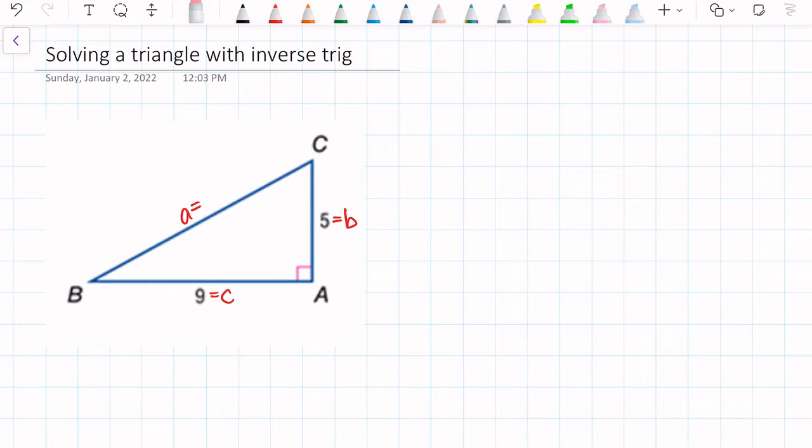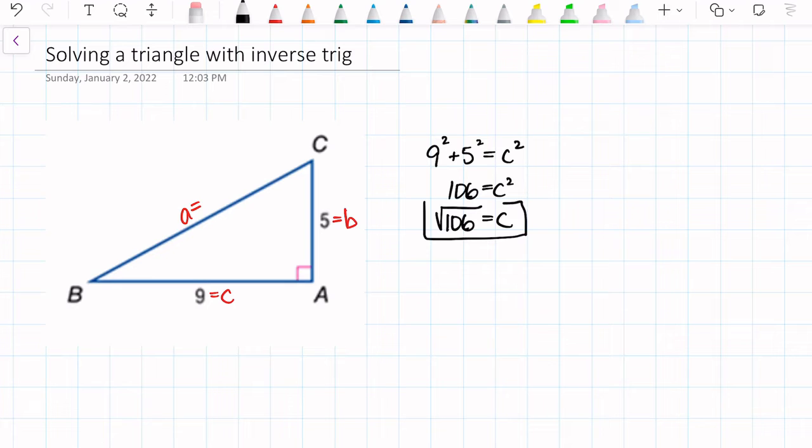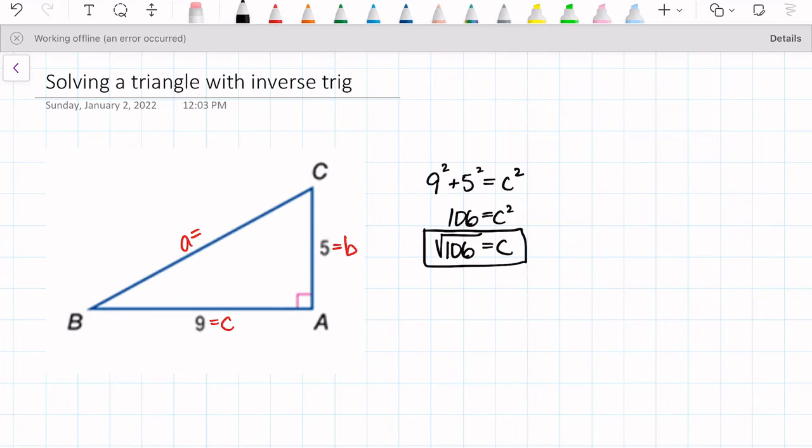And lucky for us, we can just use the Pythagorean theorem for that. So I could do 9 squared plus 5 squared equals C squared. And I'm going to be lazy and use my calculator. So I have 106. And we can just leave our exact answer for side C. I don't think I could simplify that at all. No, I think we're set.